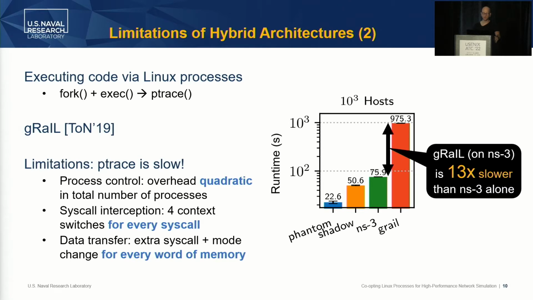Transferring data between the processes and the simulator requires a syscall and a mode transition for every word of memory. So this overhead, we measured this overhead in gRaIL, which is built on NS3, to be 13 times that of NS3 alone, which demonstrates the overhead of the approach.